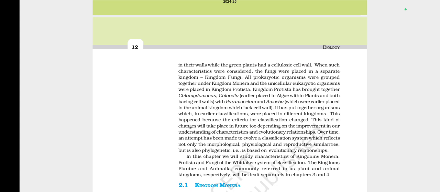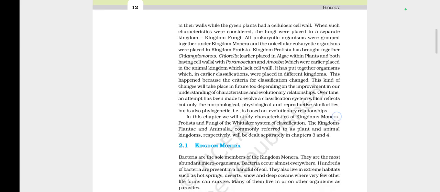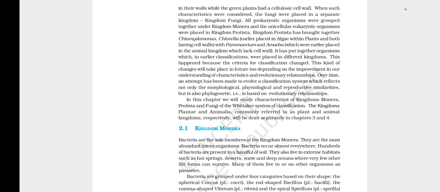Such changes will take place in the future depending on the improvement in our understanding of characteristics and evolutionary relationships. Over time, an attempt has been made to evolve a classification system which reflects not only morphological, physiological, and reproductive similarities, but is also phylogenetic. It is based on evolutionary relationship. In this chapter, we will study the characteristics of kingdoms Monera, Protista, Fungi, and the Whittaker system of classification. The kingdoms Plantae and Animalia commonly refer to the plant and animal kingdoms respectively.